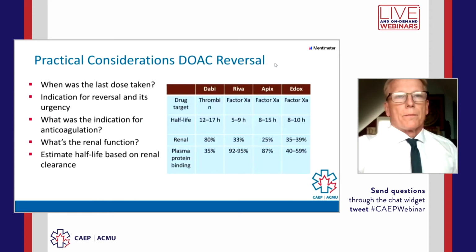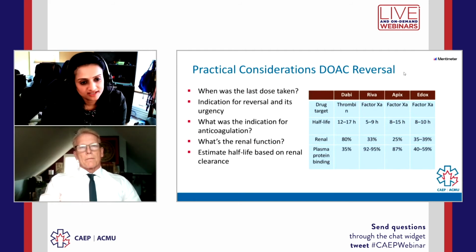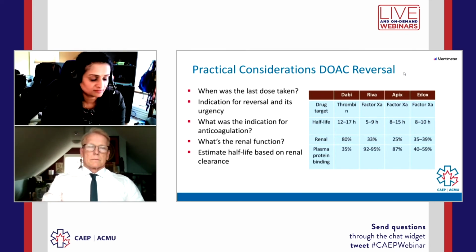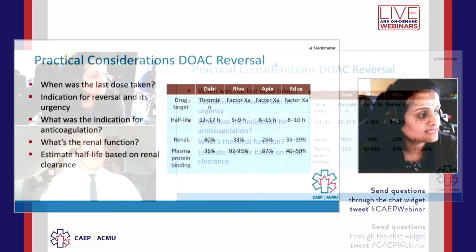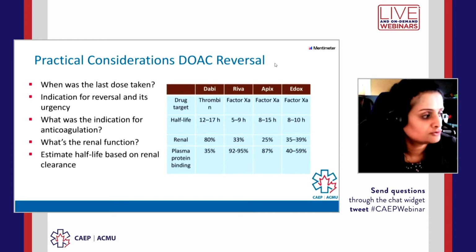When it comes to practical considerations, especially in this case with a direct oral anticoagulant agent, we have to mentally walk through these steps. When was the last dose taken? Because they have a shorter half-life, you may not need to consider a reversal agent. Is there an indication for reversal? In a case like a GI bleed, there is, and what is its urgency? What's the indication for anticoagulation? And what's the renal function? Because you can estimate their half-life based on the renal clearance.